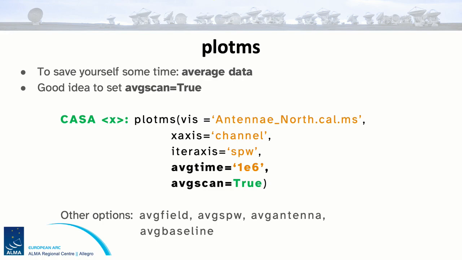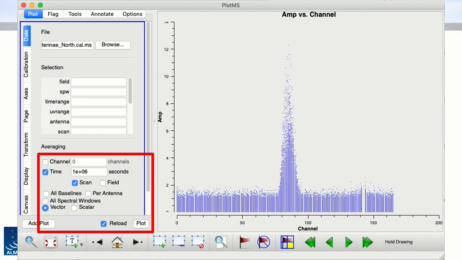To save yourself some time, you may wish to average your data in plotms. And you can do this through the terminal as I've shown here, or you can do this within the plotms GUI. When you are averaging over time, you specify an interval in seconds, and this will average over the specified time within each individual scan. If you would like to average over all scans and therefore all time, then you need to set the averagescan parameter to true. Keep in mind that as you average your data, you are removing information from these plots. You will want to select your averaging based on what information you are looking for from your visibilities.